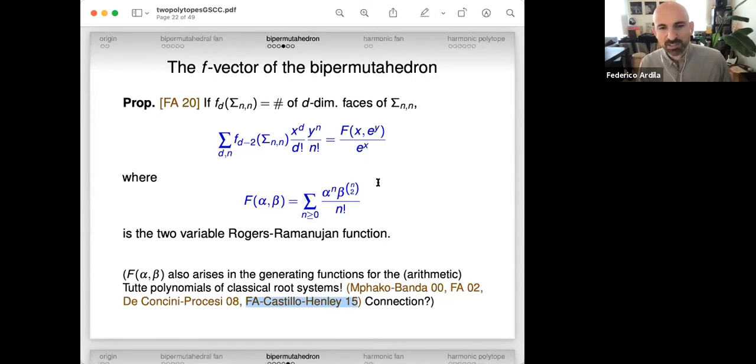One reason is because basically this is a generating function for graphs, for complete graphs in some sense. Okay, and so one way of thinking about this is the generating function for complete graphs. But still, I think that there's some interesting connections there, that there may be more to that than I understand at the moment. But anyway, the point is that the f vectors are given by this nice generating function. Okay, so we can compute the f vector of the bipermutahedron.